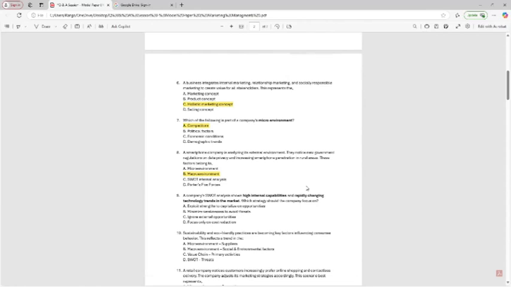We can focus on, number one, exploit strength to capitalize on opportunity.